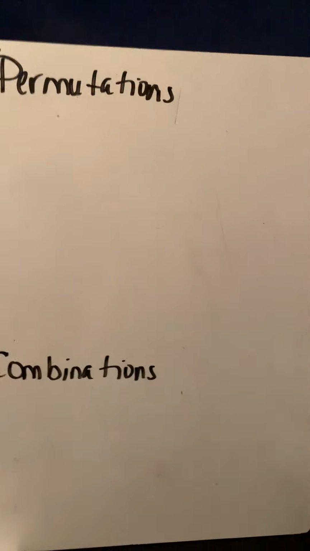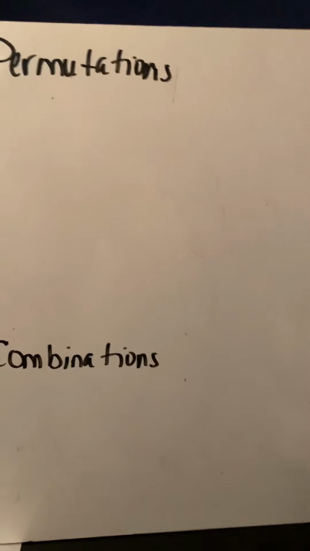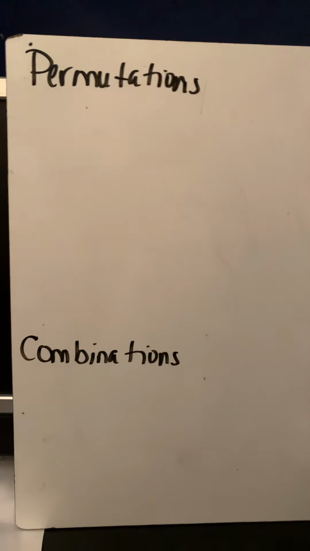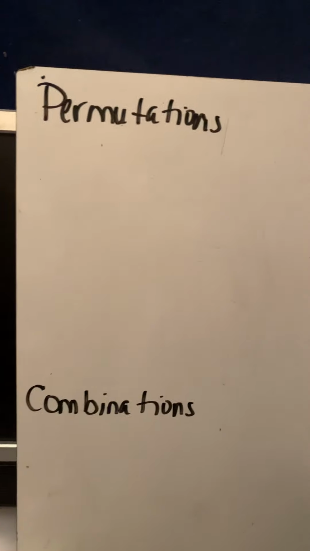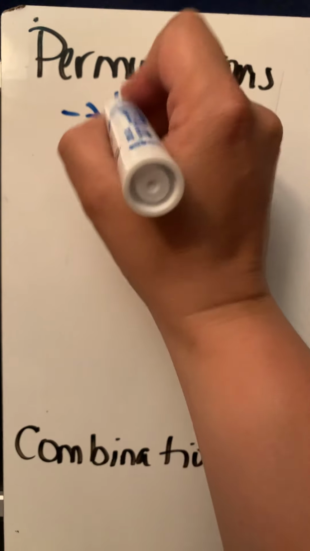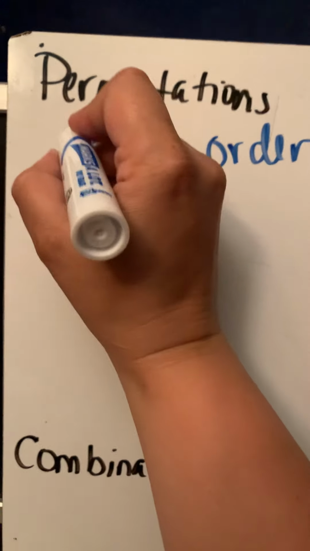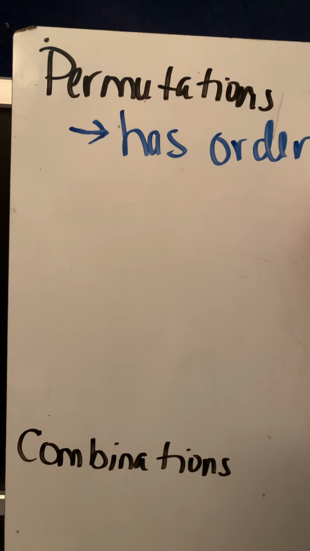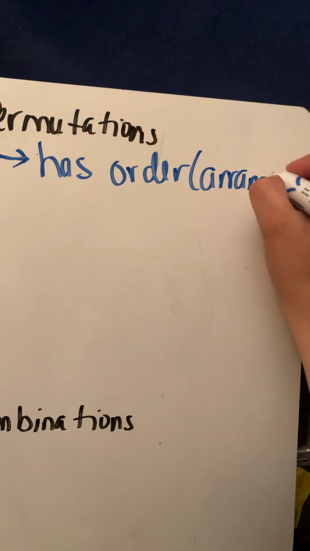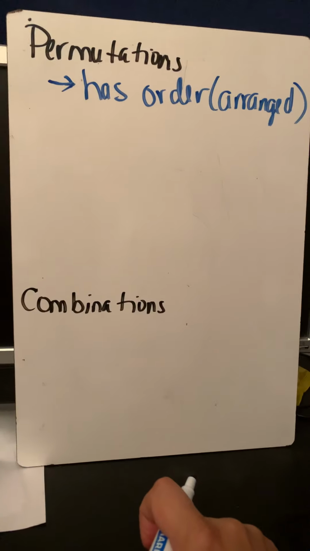Algebra 1, last lesson of the year. An easy one, permutations and combinations. So, a permutation is something that has order, which means that it is arranged. So there's some sort of an arrangement with a permutation.